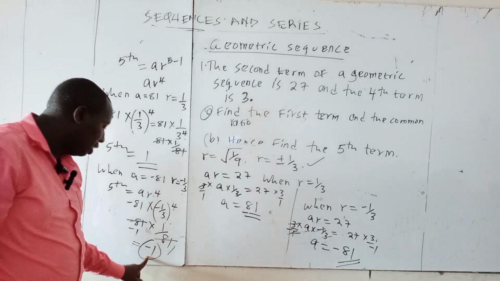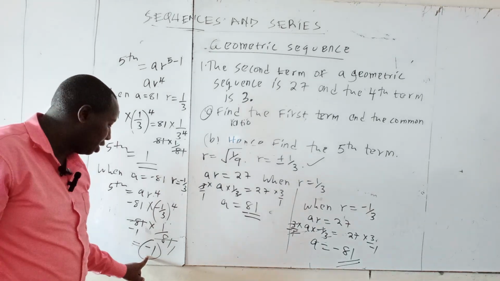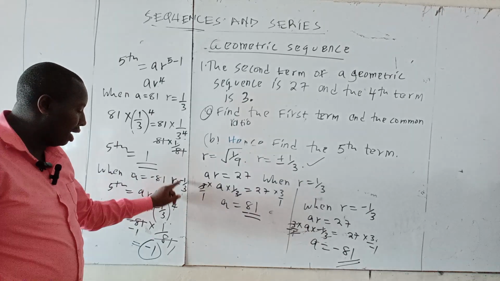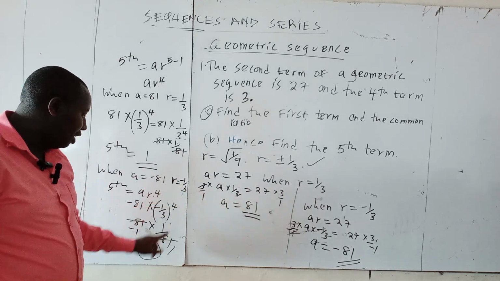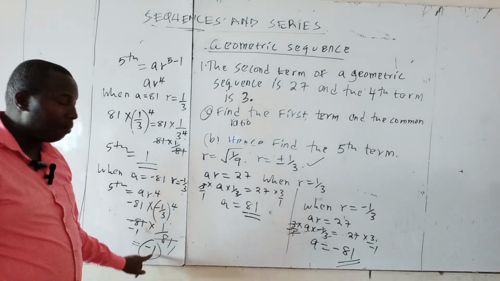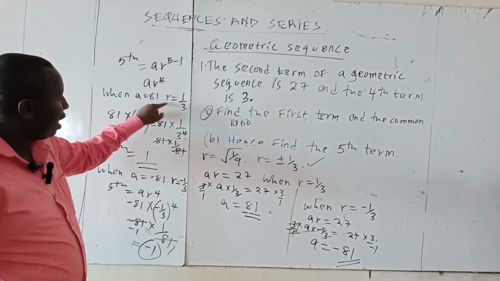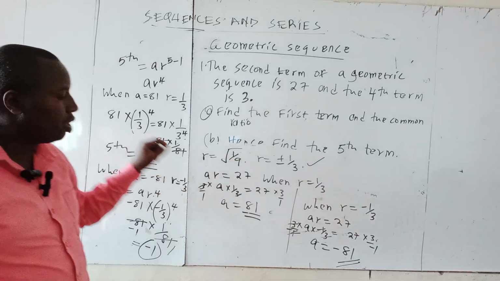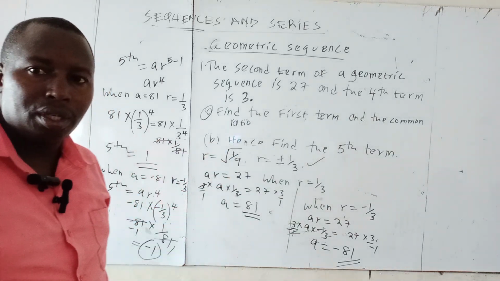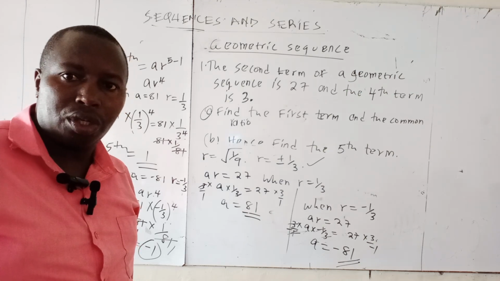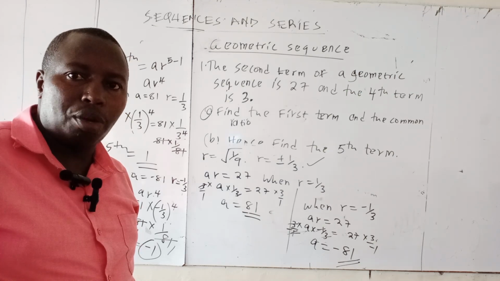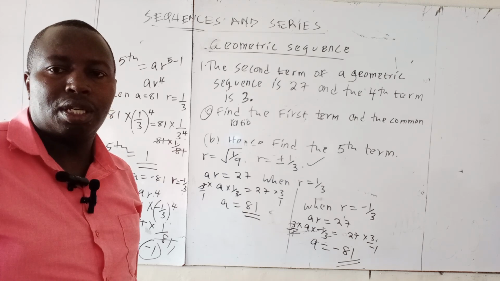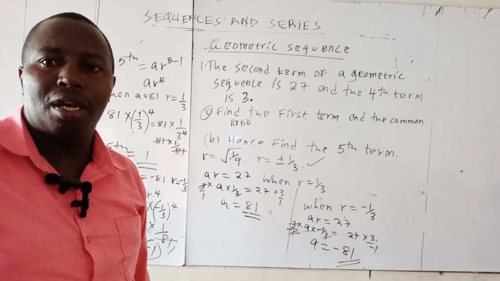For the second, when a is negative 81 and r is negative 1 over 3, the fifth term is negative 1. When a is 81 and r is 1 over 3, the fifth term is 1. And that is how you need to work out that kind of question. So that is geometric sequence. So thank you very much.